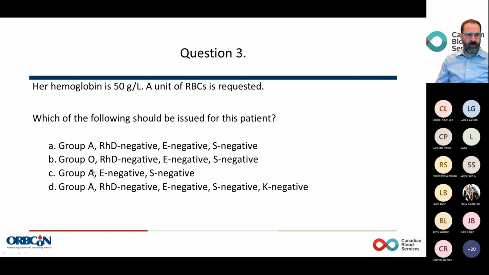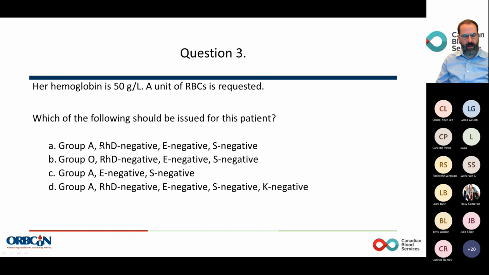Question 3, her hemoglobin is now 50 grams per liter. So another unit of RBCs is requested, and just the time course again, she was at 55, was transfused, and now is at 50. Which of the following should we pick to be issued for this patient, knowing now that she's got a big E antibody and a big S antibody?